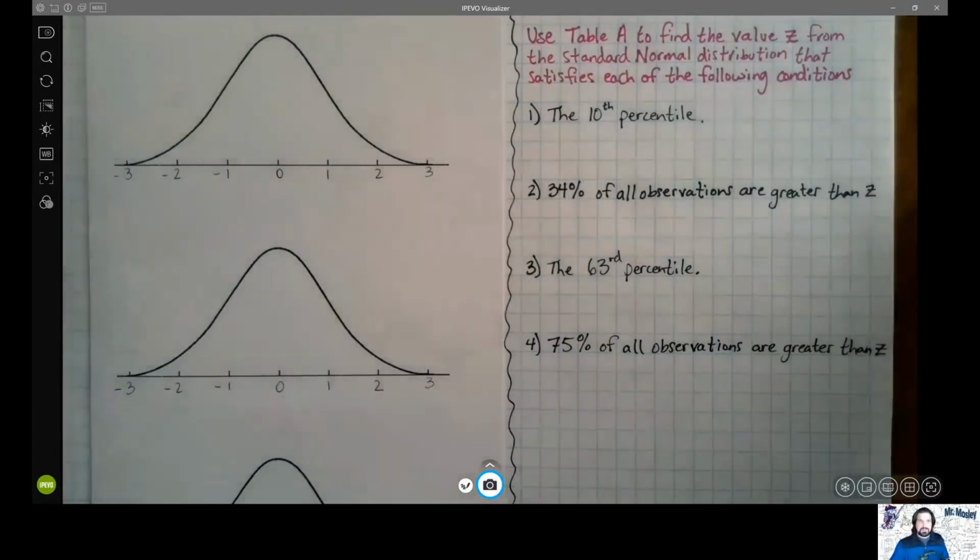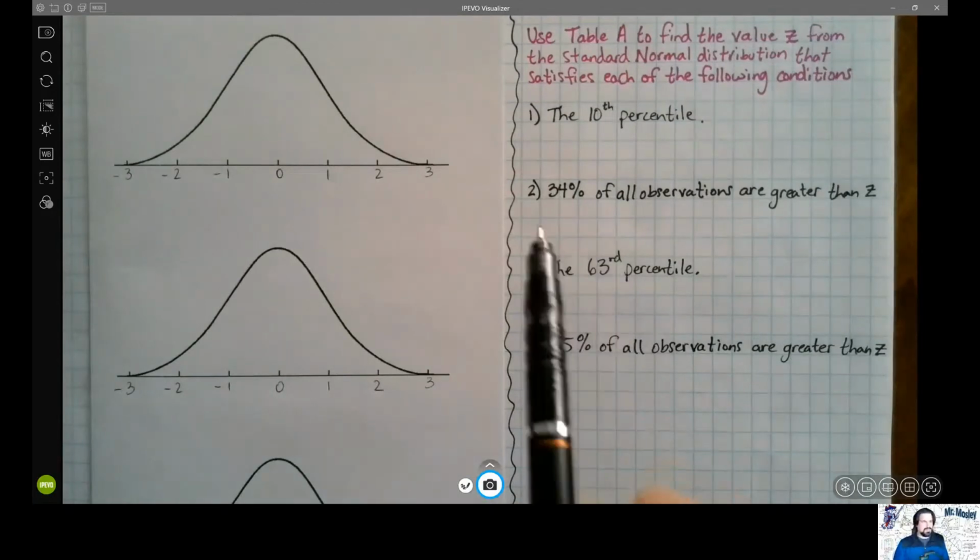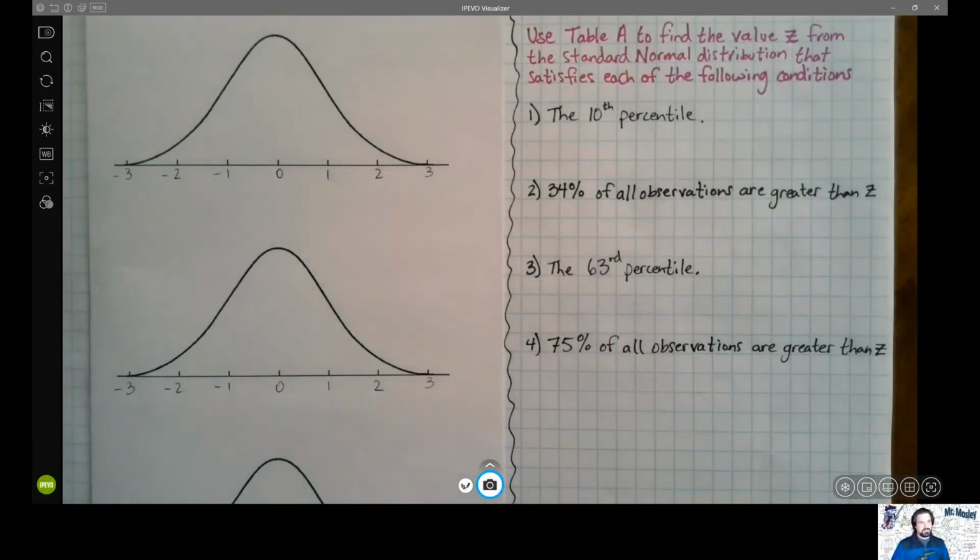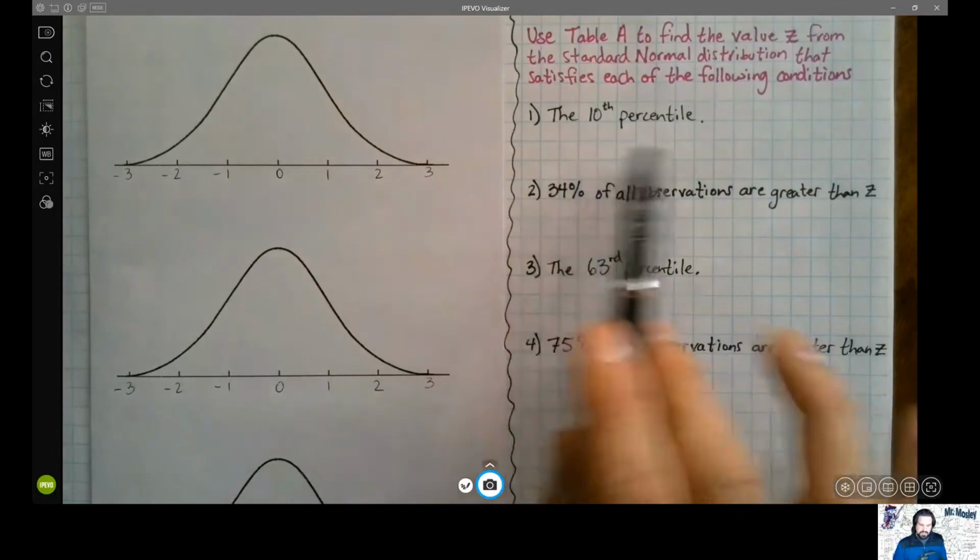All right, so here we go. In this set of examples, we're going to be using Table A to find the value of z from the standard normal distribution. And we've got some blank standard normal curves over here, so we can use them for reference. That satisfies each of the following conditions. First one here, the 10th percentile.